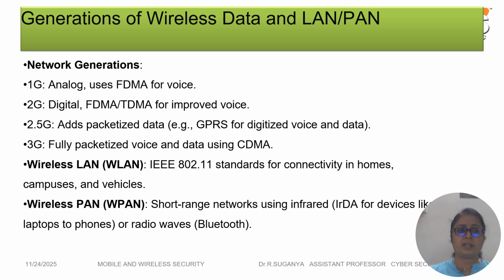Next comes the generation of wireless data, LAN and PAN, that is local area network and personal area network. Wireless LAN follows IEEE 802.11 standards for connectivity in homes, campuses and vehicles, that is a wireless local area network within a particular building. Wireless PAN is a short-range network using infrared devices, radio waves and Bluetooth for laptops and phones. This is the difference between LAN and PAN.